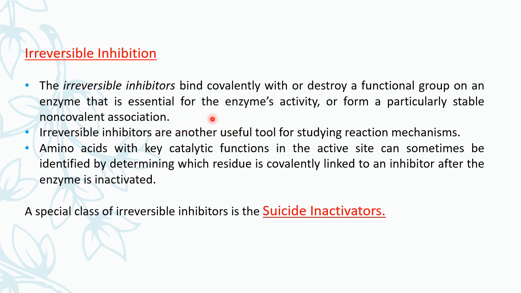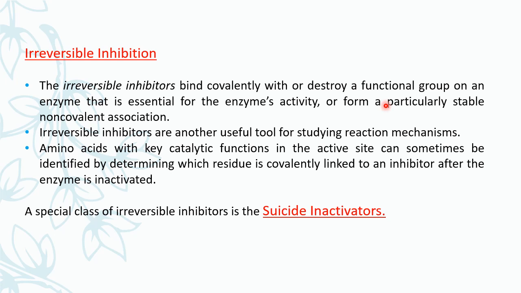That means, you know, a covalent bond is a very strong bond. We cannot break a covalent bond without breaking the whole molecule, isn't it? So irreversible inhibitors bind with the enzyme in three ways: either covalently with the enzyme's functional group, or they destroy the functional group by some mechanism, or they bind through a non-covalent association, which remains very stable. Okay, so covalently with the functional group, destroy the functional group, or bind with a very stable non-covalent association with the functional group of the enzyme. That's why it irreversibly inhibits or halts the enzyme activity until the new enzyme is formed, okay, or supplied from the outside.